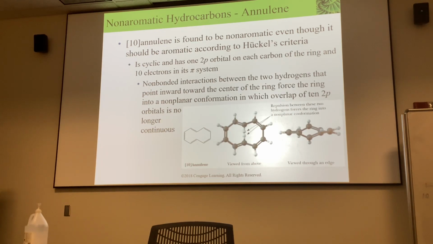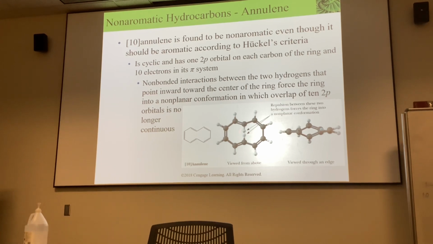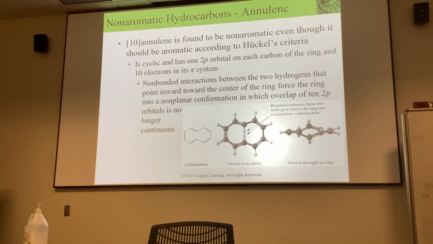Let's see. This guy, 10-annulene, is non-aromatic, and they figured out the reason is because each of those has a hydrogen, and the hydrogens should be on top of each other, sort of. So it ends up putting a kink in the ring like this, and so it's not planar. Which again, you would have no way of knowing unless I told you what the shape is.